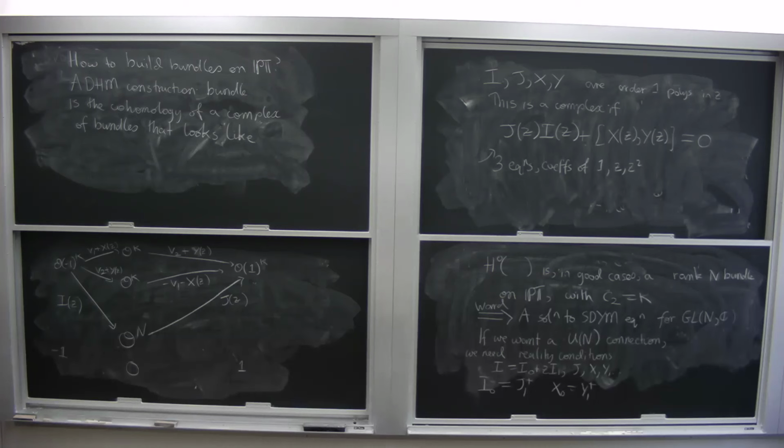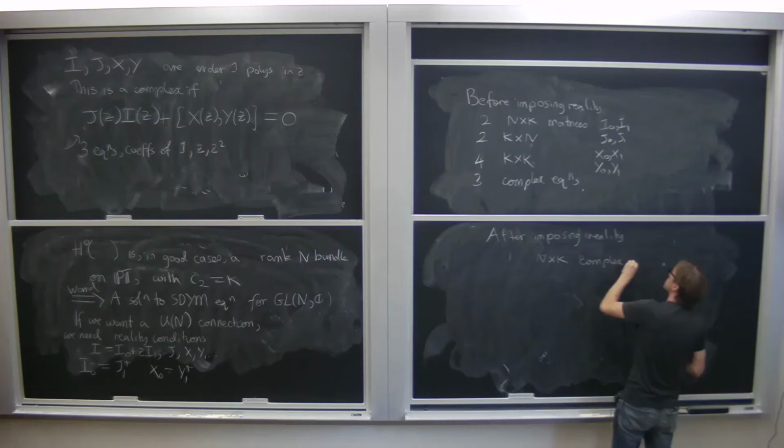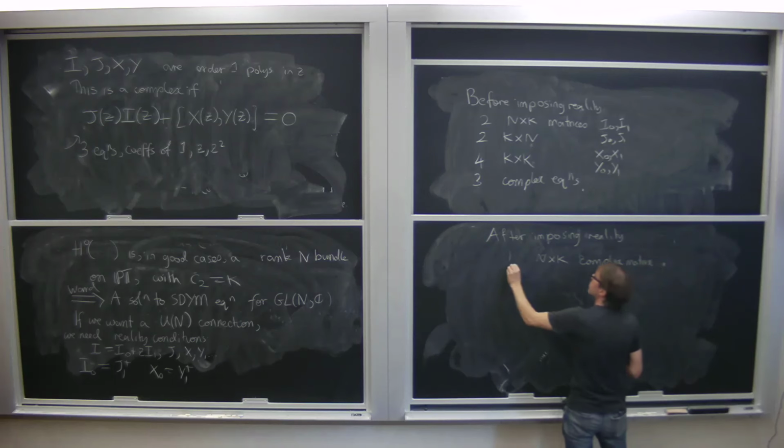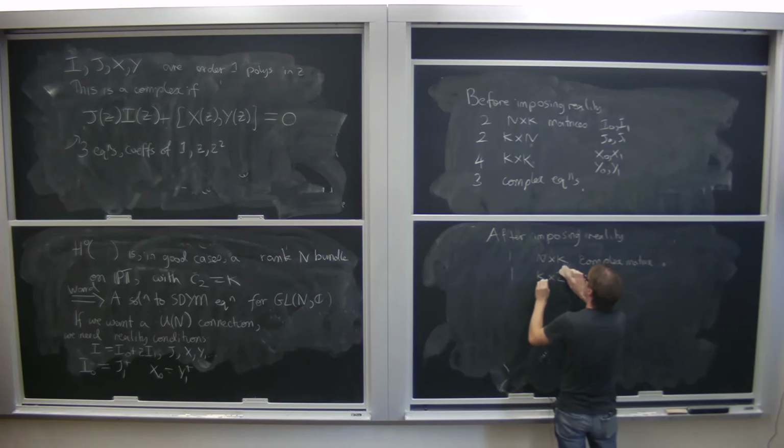So this final step is just to bring you into the form of ADHM you might have seen before. So after imposing reality, these things are no longer independent. So we get one n by k complex matrix. Similarly, one k by n, and two k by k, and three real equations.